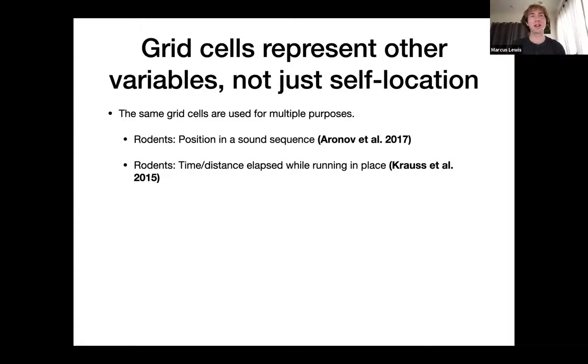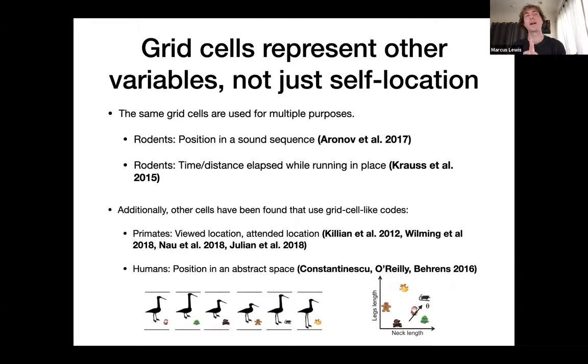Then I'm going to bring up a second set of studies, where the distinction I'll make is that this is another case where grid cells are being used, but it may be a different population of cells. It's not clear whether it's the same cells being used for these or a different one. An important one to focus on is that primates, humans and non-humans, have grid cells, but a lot of the ones that have been found track the viewed location. As you look around, you get these hexagonal firing fields for where you're looking.